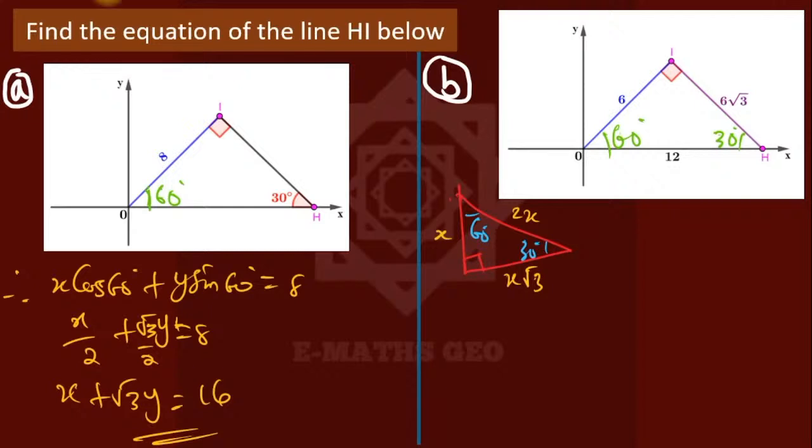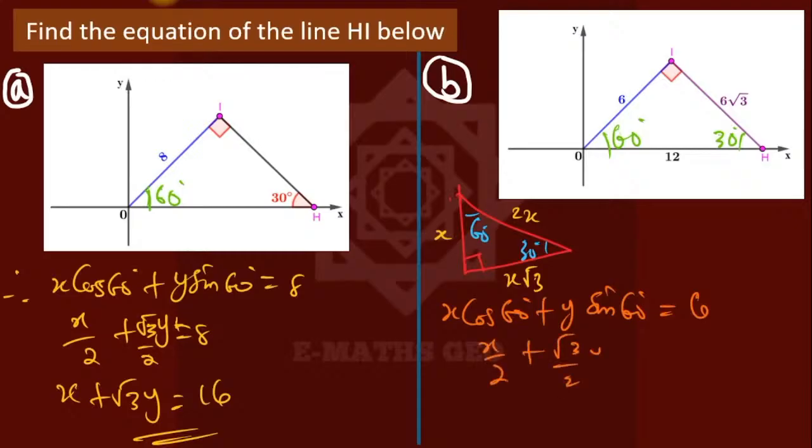So let's continue. Therefore, the equation is now x cos 60 plus y sine 60 is equal to 6. So this is x over 2 plus root 3 over 2 y equal to 6. So multiplying by 2, we have x plus root 3 y equals 12. So that's the equation of the line using the normal form of the equation of a line.